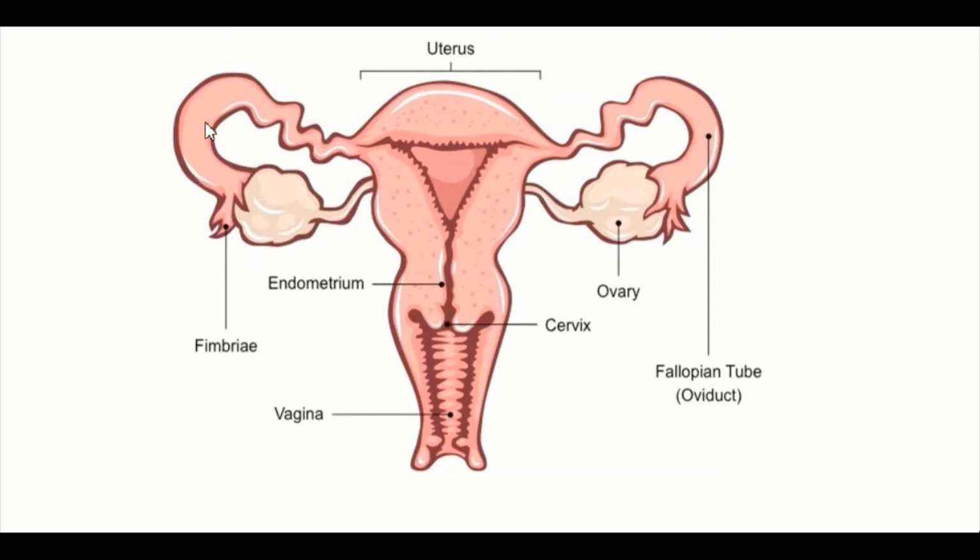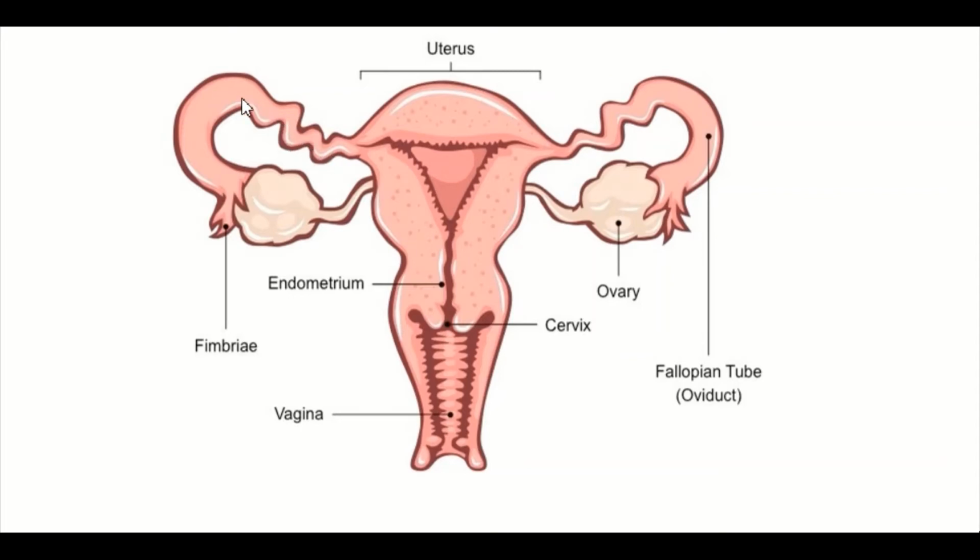And then right here you have your fallopian tube, which is also called the oviduct. So the fallopian tube connects the ovaries, which we have just discussed, to the uterus of the female reproductive system, and the main function of it is to transport the egg cell from the ovaries into your uterus.